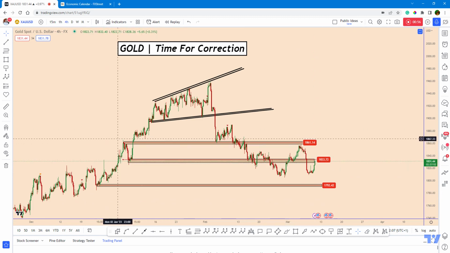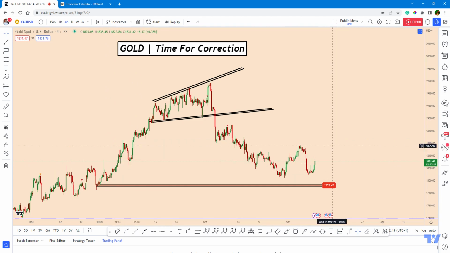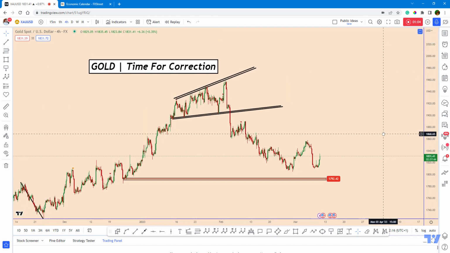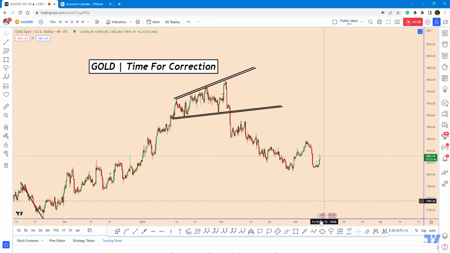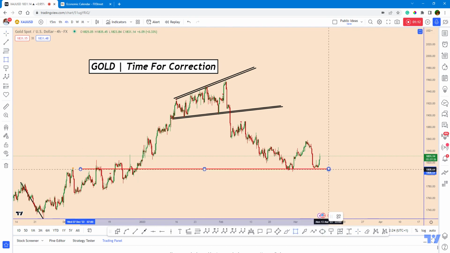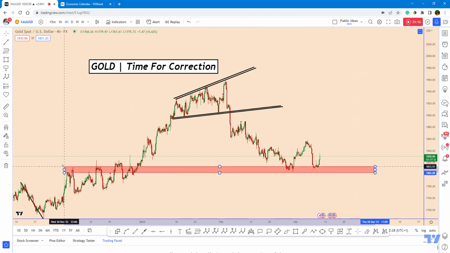So let's delete these structure zones because they are not valid anymore. The upper part is still valid, as you may see. In the current position, we may observe that price already tested a very strong support area near this zone.